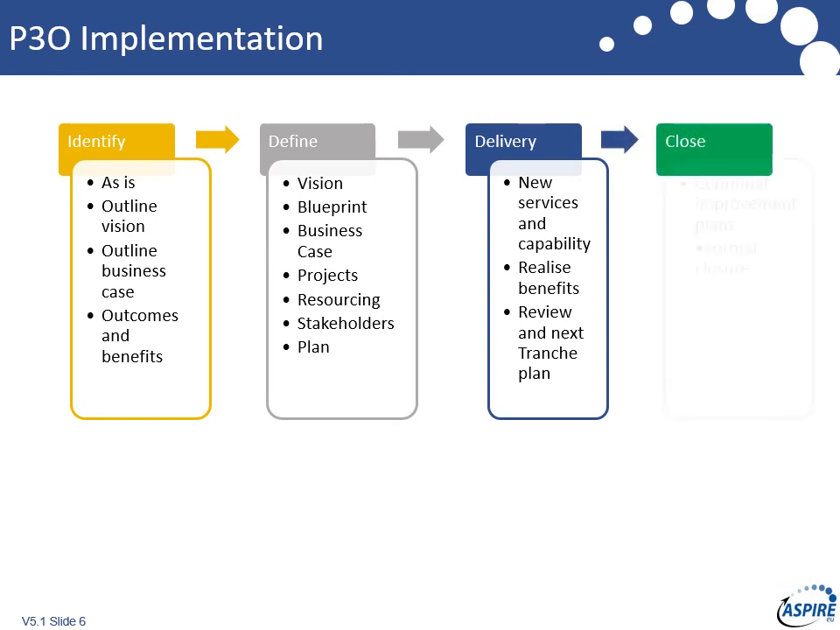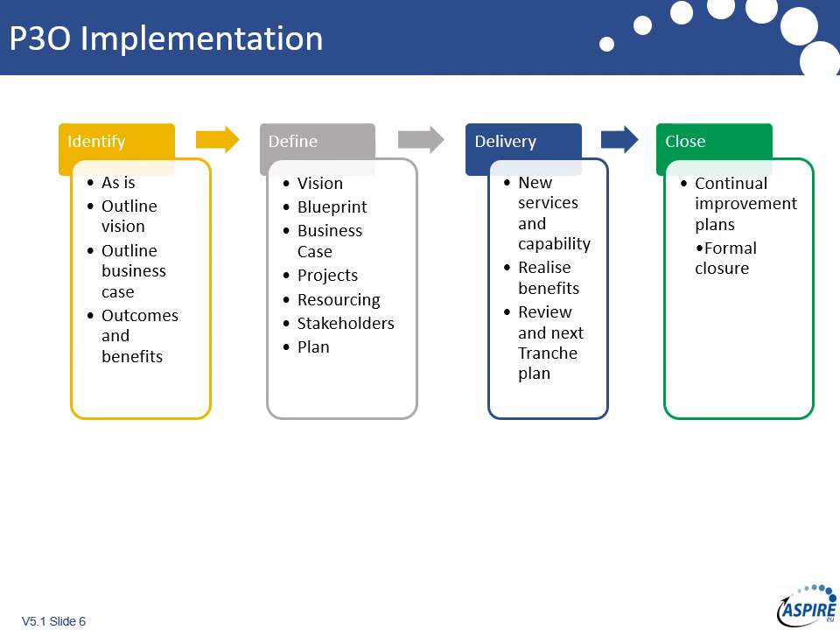And finally, closure. You don't really close the program. What you do is you move into a continual improvement mode, but you need to formalize it and formally state this is where we are. So that's kind of good practice. At the end of the day, the portfolio office is going to be advising projects and programs. It should eat some of its own dog food, as they say, and actually do what it tells others to do.